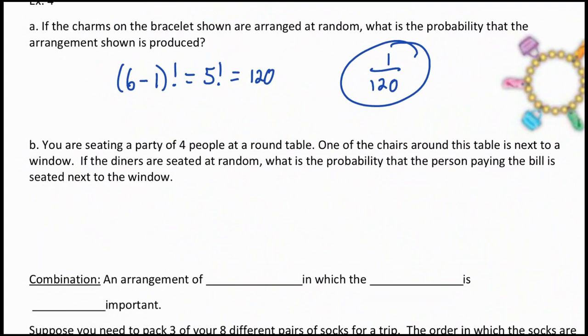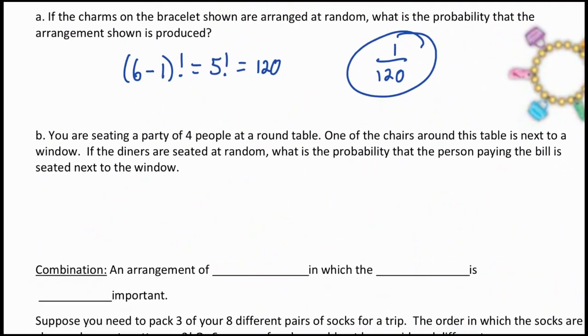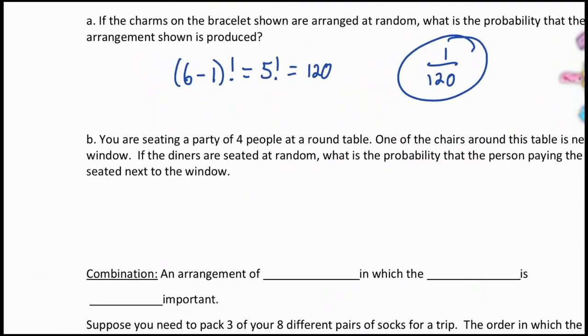So we're seated at a party of 4 people at a round table. One of the chairs in this table is next to a window. If the diners are seated at random, what's the probability that the person paying the bill is seated next to the window? Now, do you see how we have a reference point here? So we have this reference point, which is the window. So before we didn't have a reference point. That's why we didn't count a rotation as one of ours. Does that make sense? Okay. But now we have a reference point, so things are a little bit different.